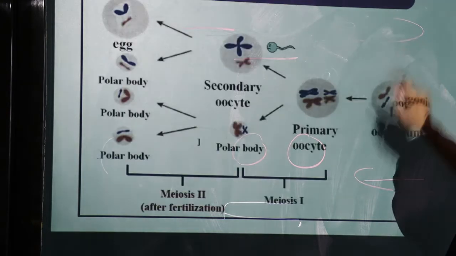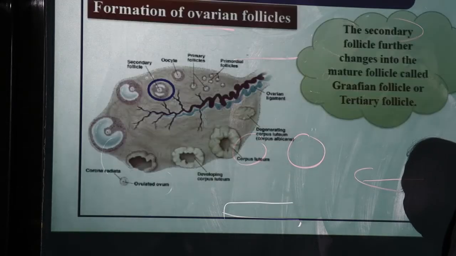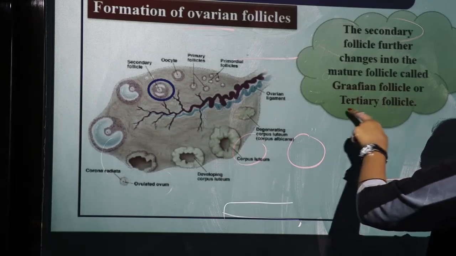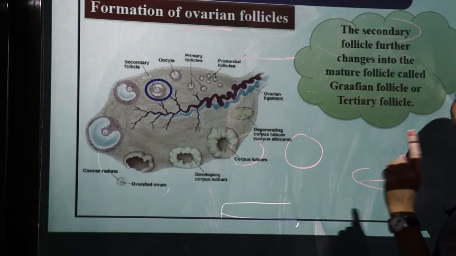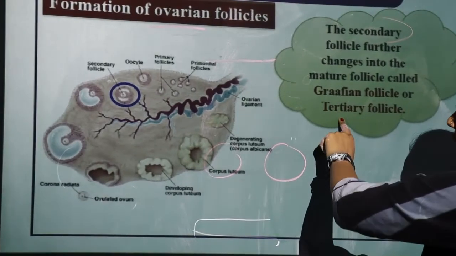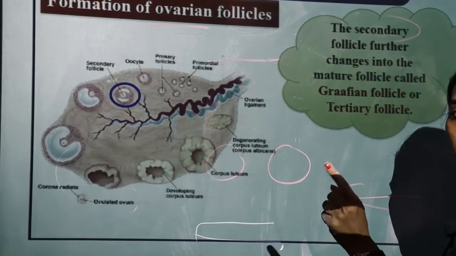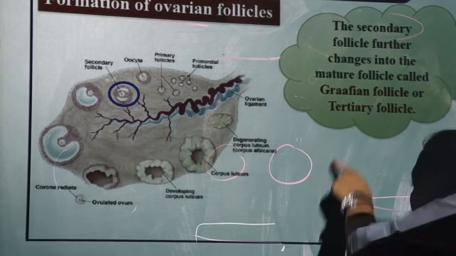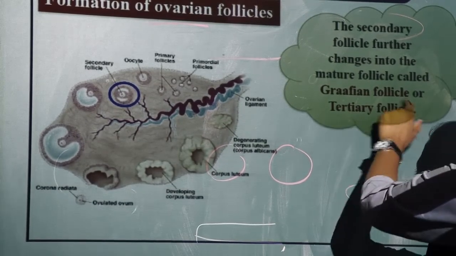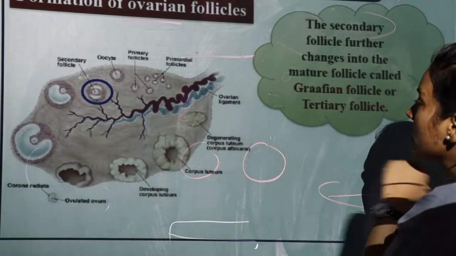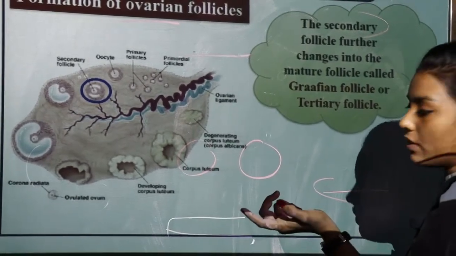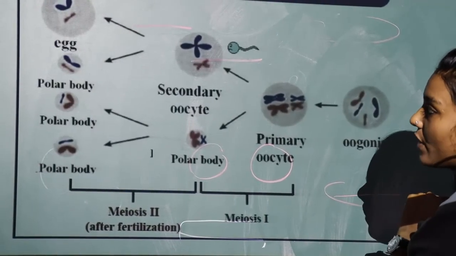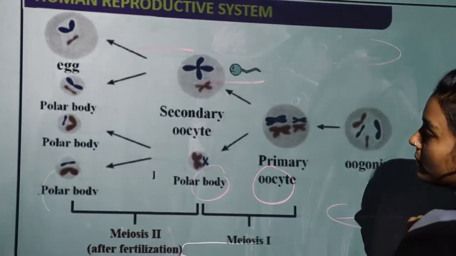Next we will see this. The secondary follicle leads to further change into the mature Graafian follicle, also called the tertiary follicle. I have told you, you have to remember primary and secondary, and lastly the Graafian follicle. The mature Graafian follicle forms, and it is also called the tertiary follicle. Okay, this was all regarding how the actual process forms.